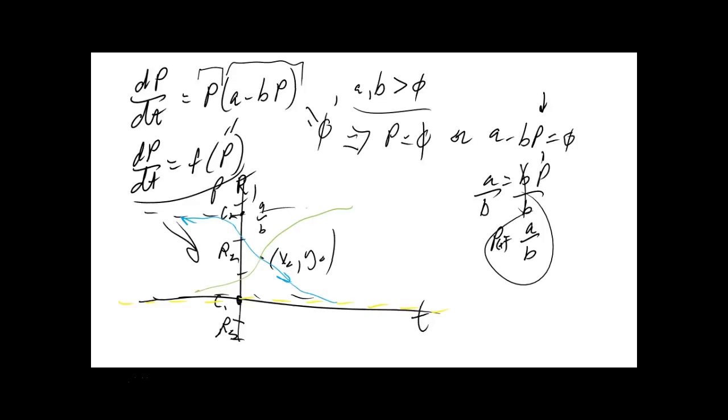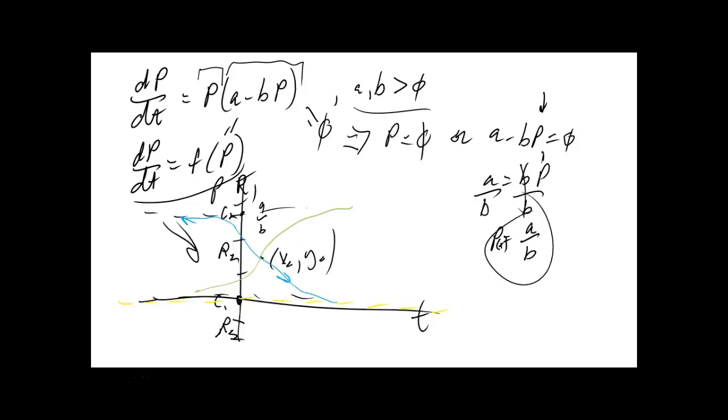Here are our regions. C1 is at 0, C2 at B, A over B. Now, the 3 intervals determined on the p-axis or phase line by the critical points 0 and A over B now correspond in the t-plane to 3 subregions defined this way.